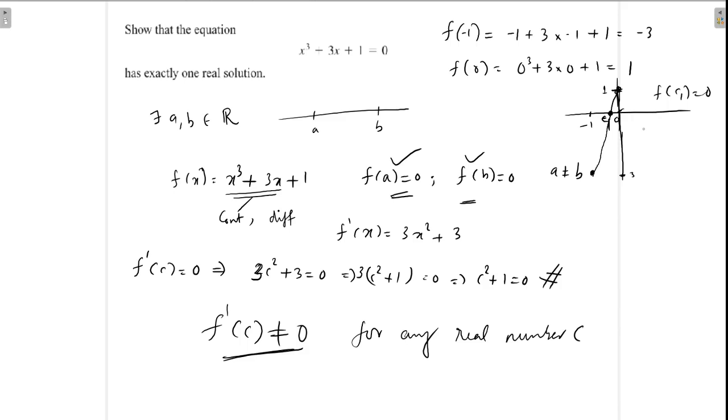And there can never be more than one 0. f cannot attain more than one 0 on the real line. But it has one 0 between -1 and 0. So this shows that this equation has exactly one solution.